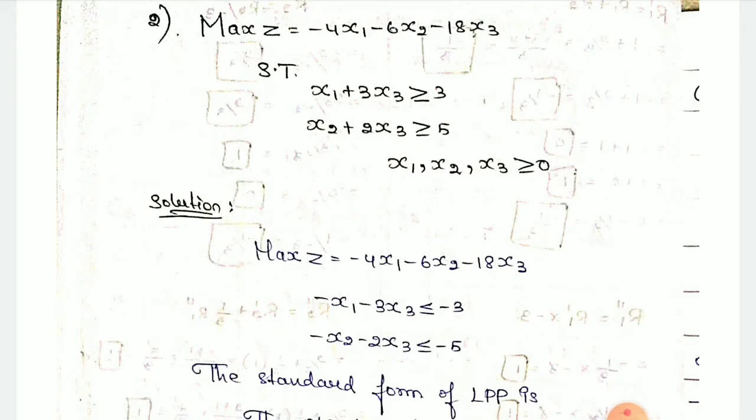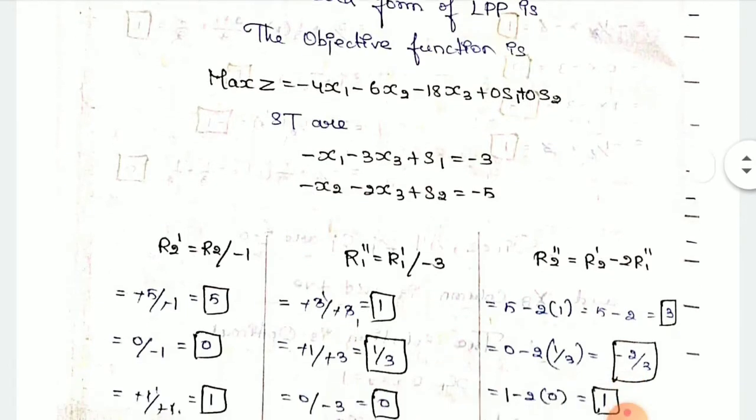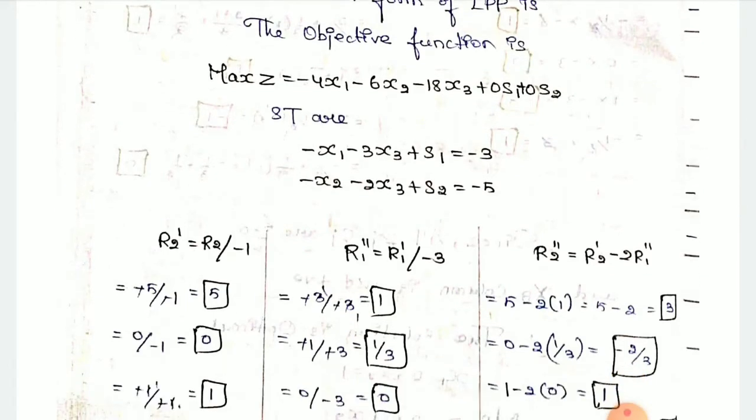Now we are going to write the standard form of LPP. The objective function is maximization of z, same as the given problem, no change: maximization of z equals minus 4x1 minus 6x2 minus 18x3. Here we have two constraints, so two slack variables we have to add: 0 into s1 plus 0 into s2. Subject to the constraints: minus x1 minus 3x3 plus s1 is equal to minus 3. Similarly, minus x2 minus 2x3 plus s2 is equal to minus 5.